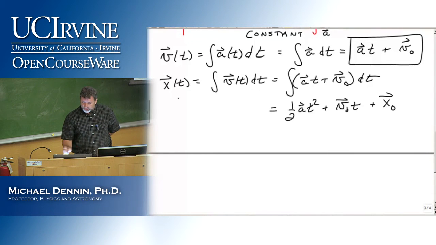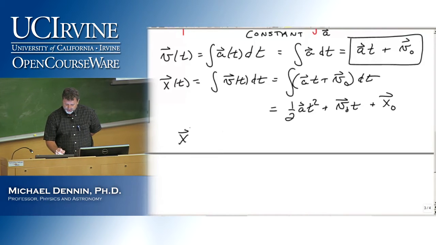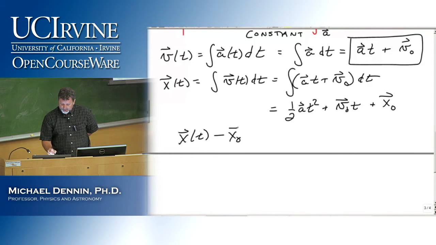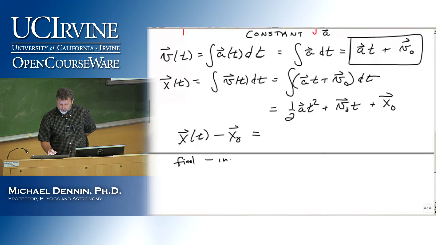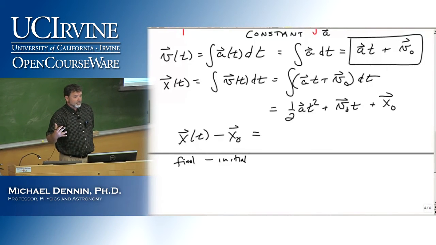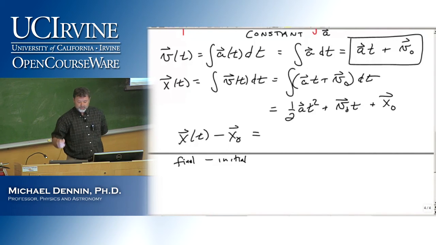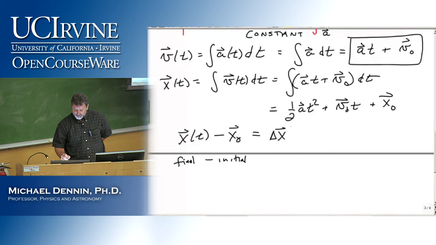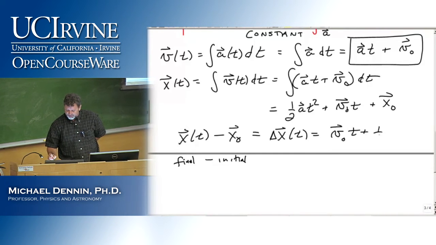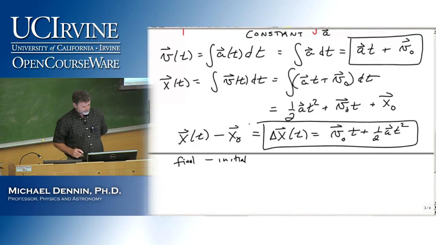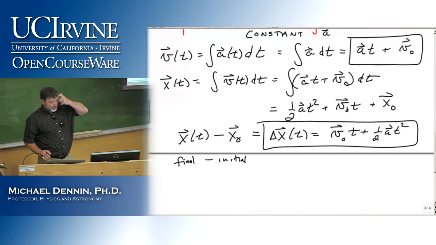Now, what we like to do is take this and subtract our x naught, because what is the final minus the initial position? What did we call that? The change in x, and we called that the displacement. So we can write it as a single equation for the displacement, and we like to put the t term first and the acceleration term second. That's it. That's just our two equations.